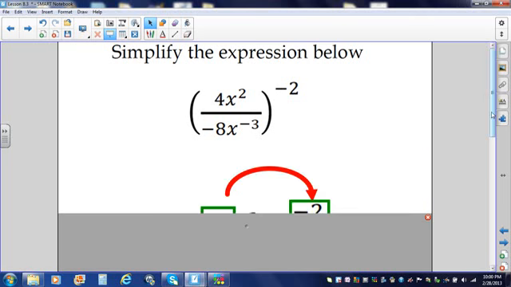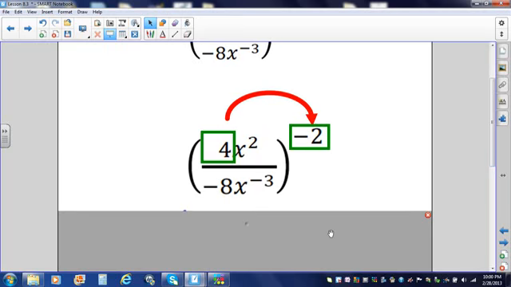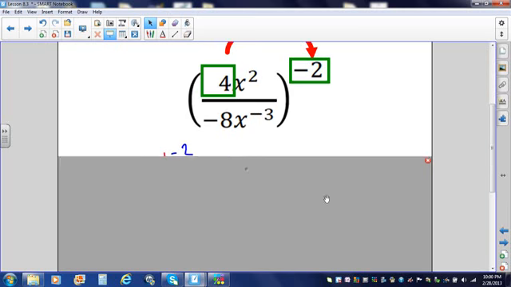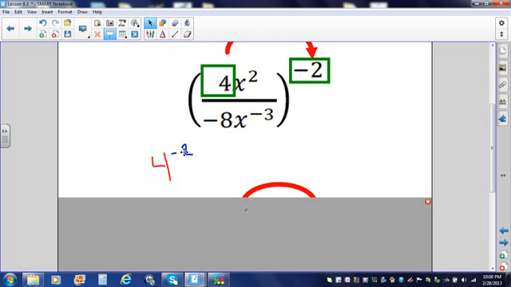Here we go. We're going to simplify this expression. So I'm going to write down 4 to the -2 power. That's the first thing I'm going to do. Write down 4 to the -2 power. I'm not going to solve it yet. I'm just writing it out.